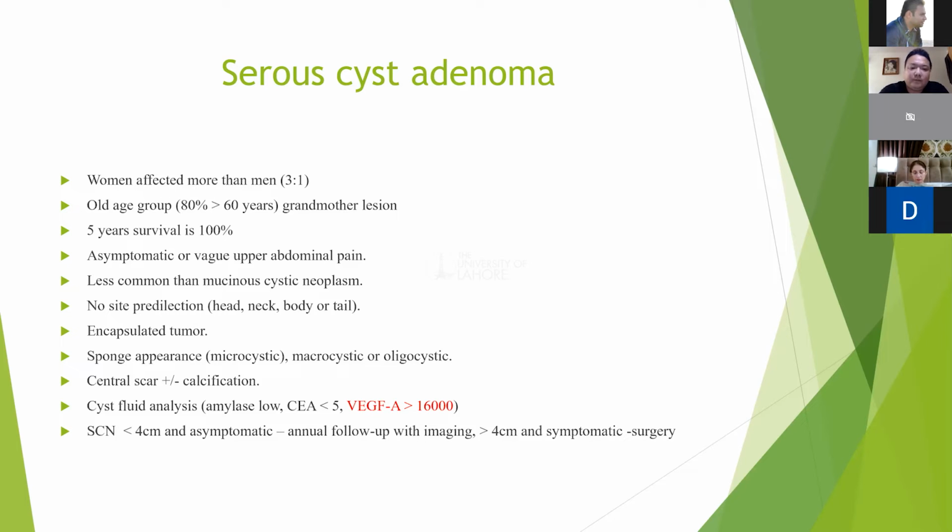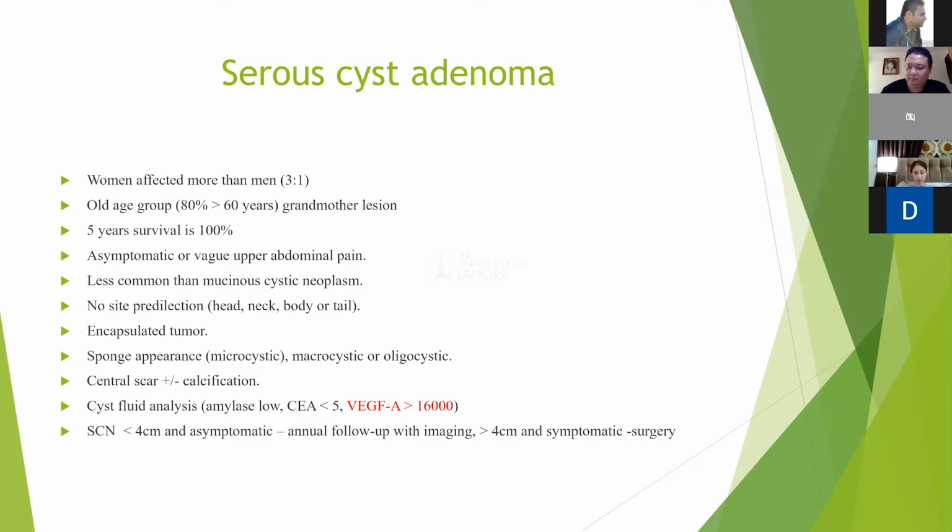There is a central scar, which many of these lesions have, and sometimes that scar calcifies. We can see these lesions anywhere within the pancreas, in the head, neck, body, or tail. There is no site predilection. The classical description is that of a honeycomb or sponge with innumerable tiny cysts. Sometimes the cysts are large at the periphery. This is always an encapsulated mass with a lobulated contour. It has no malignant potential, almost zero.